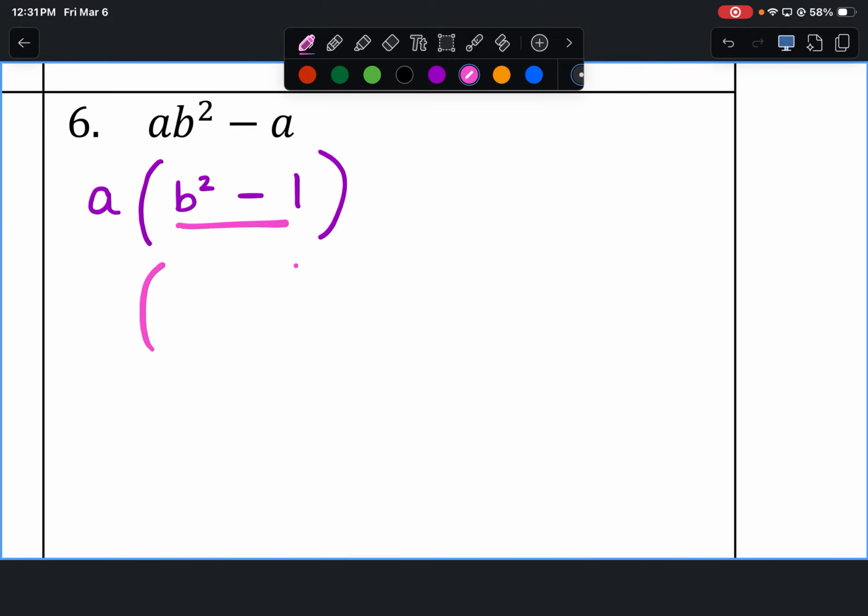So what squares to give us b squared? What squares to give us 1? 1. And what signs do we need? Does the order of these signs matter? No. And then what do I need to do to write my final answer? Variables always have to go first. Usually you start in standard form, so they just will.